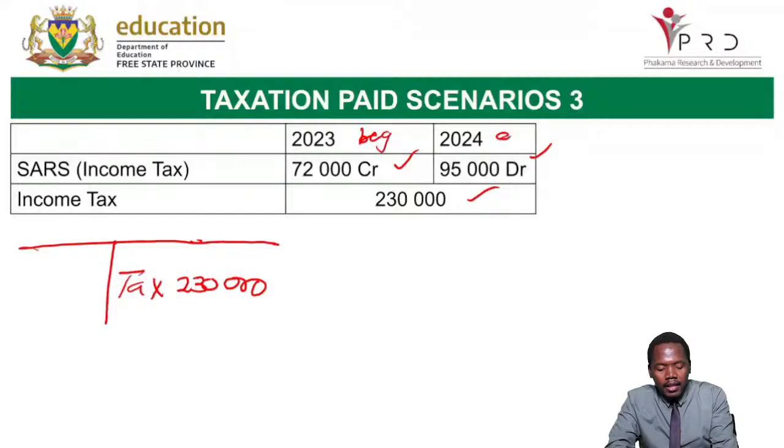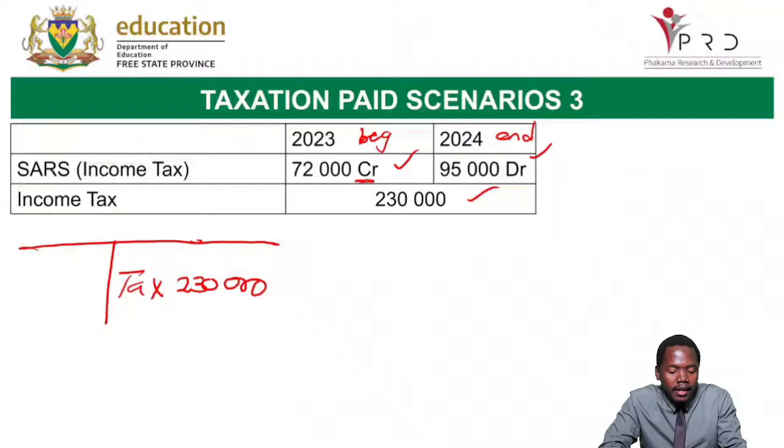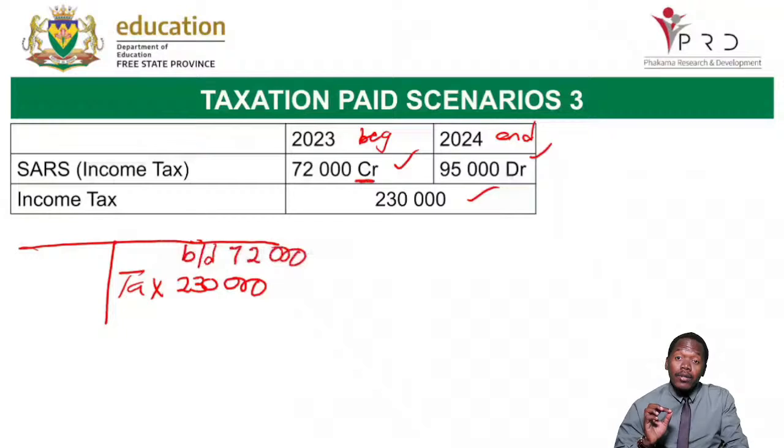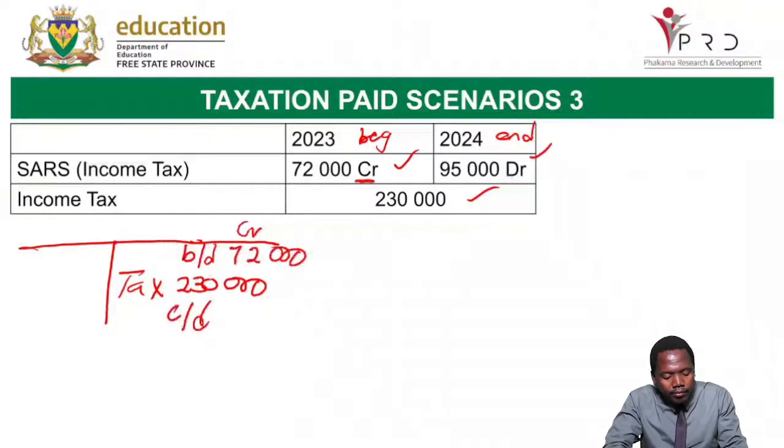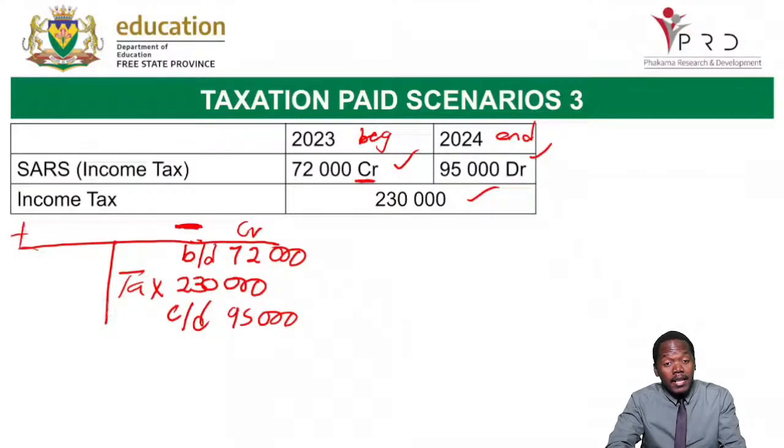Where is the beginning? Beginning is 2023, ending is 2024. Right. Our beginning is shown as a credit. So we start there. Balance brought down, 72,000. Our closing is shown as a debit. If our closing is shown as a debit, then you must record it on the credit. So it's 95,000. Now, as you can see, all of them are on the minus side. On the debit side, on a plus side, there is nothing.